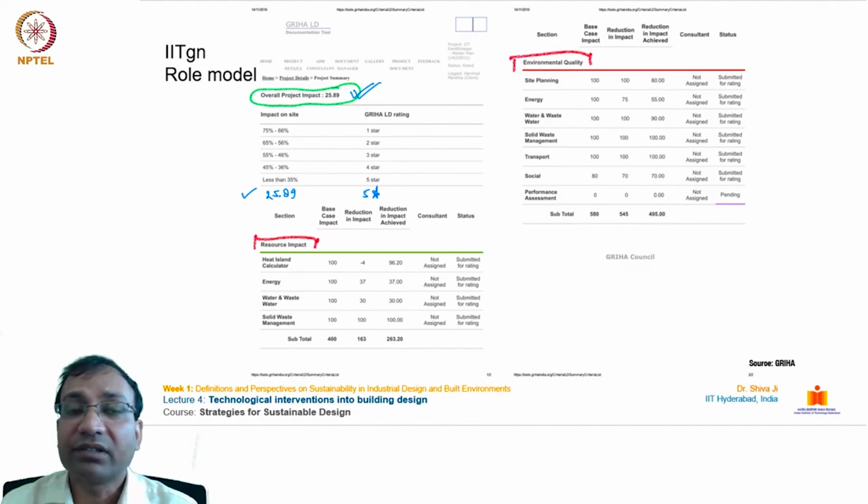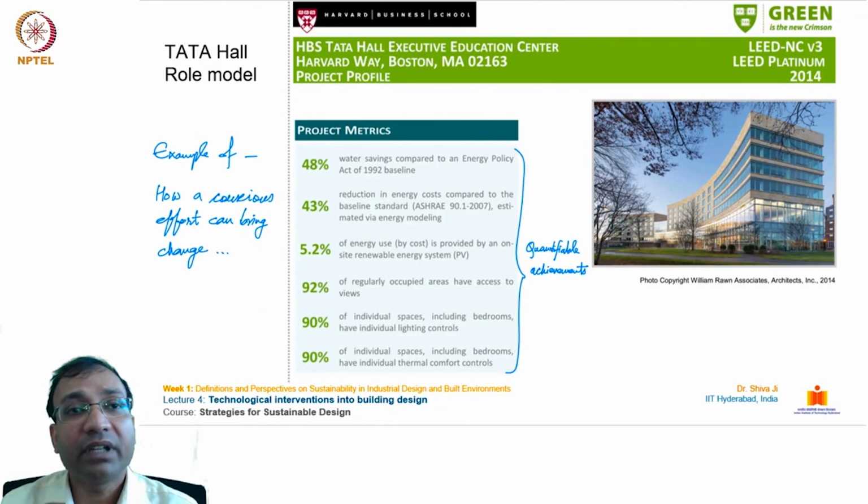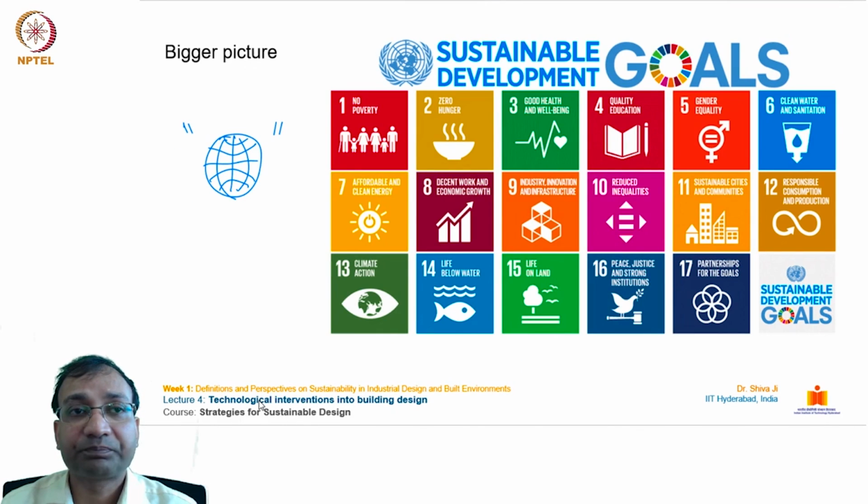Some examples we have already seen. This is not tough, this is not difficult, it's already doable. What is needed is the right intent, right? So we have the example of the IIT Gandhinagar campus design from our country, and secondly we have the example of other institutional campuses and buildings from around the world. We have seen Harvard Business School's Tata Executive Hall, which was designed and executed recently in the year 2014. So these are examples where the right intent and design consciousness is used to minimize the impact.